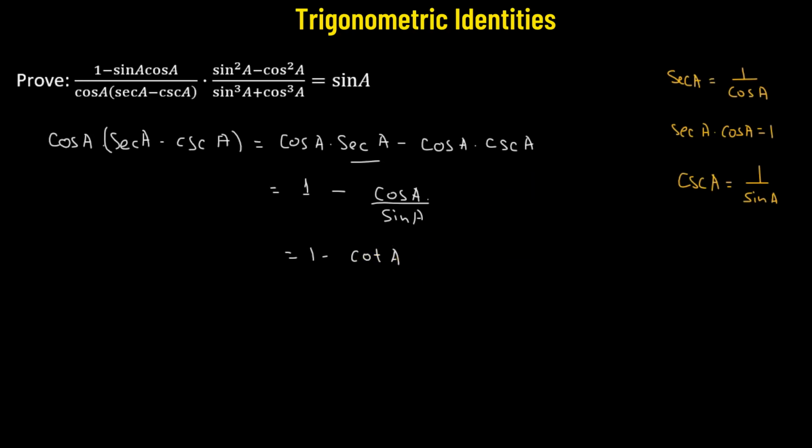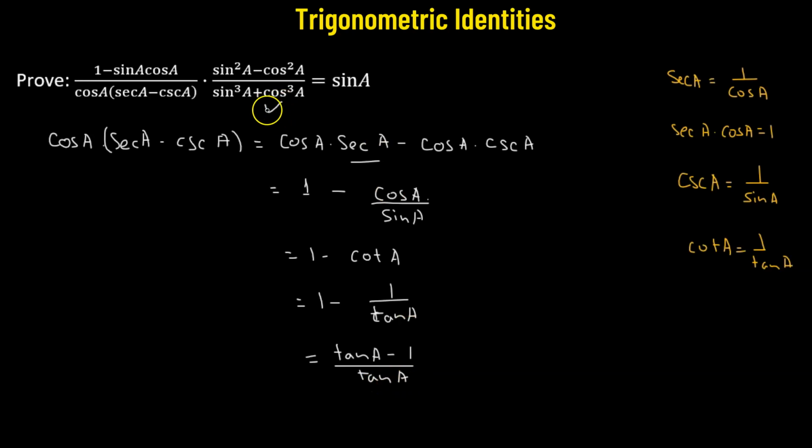And we also know that the cotangent function is the reciprocal of the tangent function. So in place of cotangent of A, we can replace it with the reciprocal of the tangent function. This gives us 1 minus 1 over tangent of A. If we combine them, then we're going to get tangent of A minus 1 divided by tangent of A.